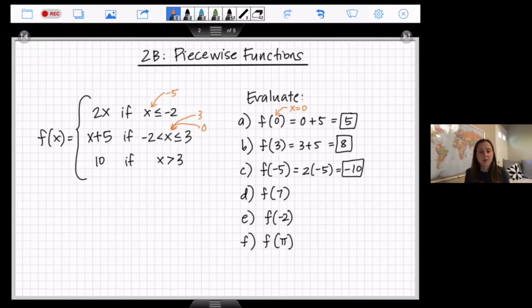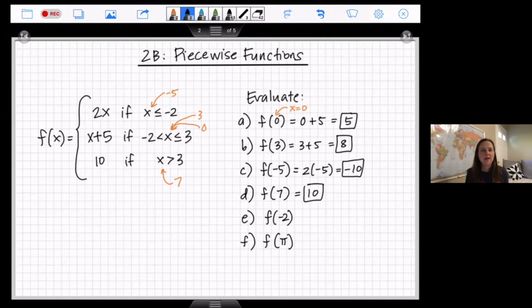Next stop, x equals 7. Let's see, 7 is bigger than 3. So we're going to plug into the formula 10. The formula 10 actually doesn't have any place to put an x, it's just 10. It's a very boring function. Its answer is always 10. So f of 7 is equal to 10.